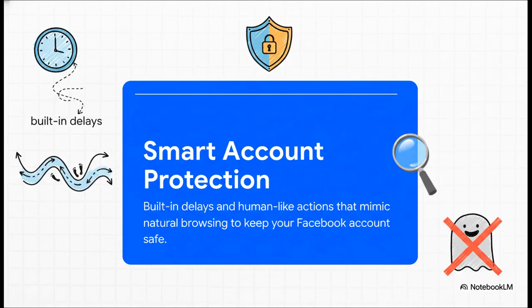Okay, but with any kind of automation tool, the first thing everyone asks is, is this safe for my account? And this tool has an answer for that called Smart Account Protection. See, instead of scraping data at some crazy robotic speed, it actually builds in small random delays. It's designed to act like a real person browsing, pausing and clicking around, so it can fly under the radar and hopefully not trigger any of Facebook's security flags.